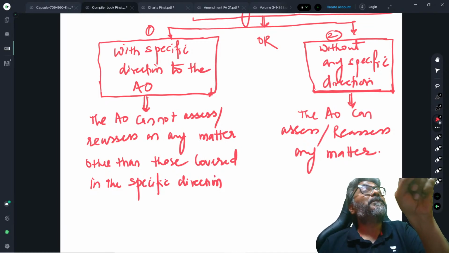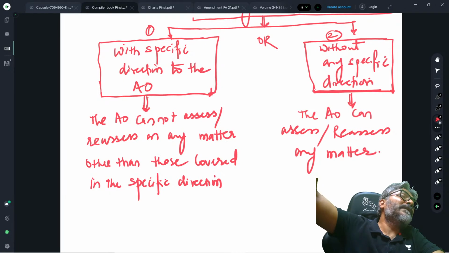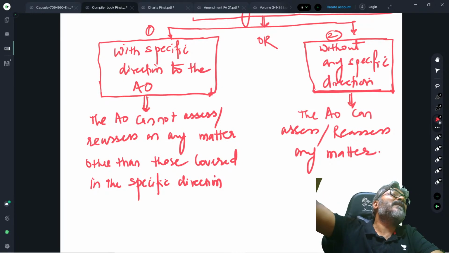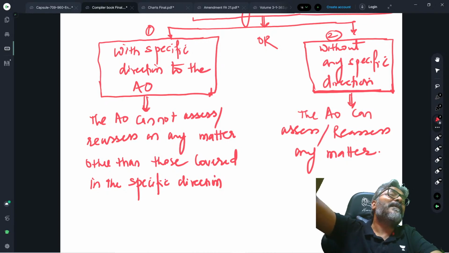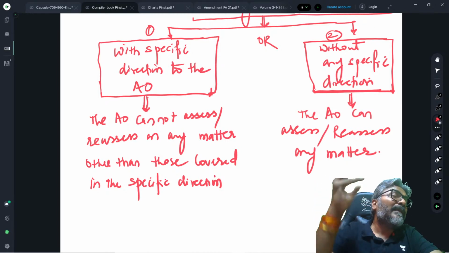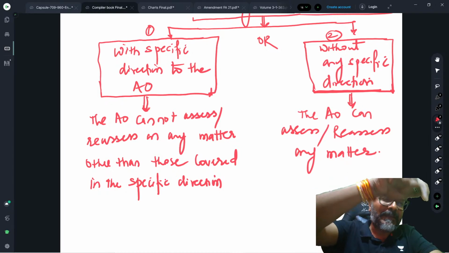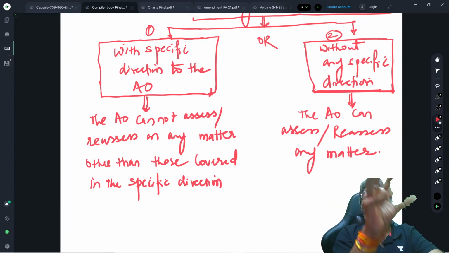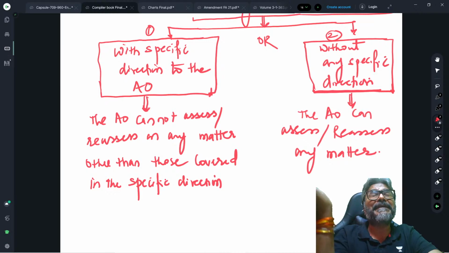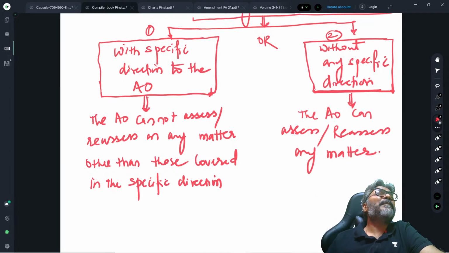Okay. Now see the twist. Suppose for any of the years in the rollback period, the ITAT has remanded the case back to the assessing officer. And the way it was remanded back is something like this, the way you can see it here in front of you. Point number 1, there was a specific direction that was given to the AO.